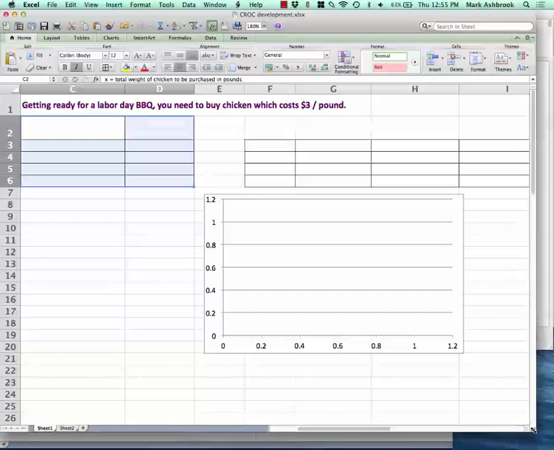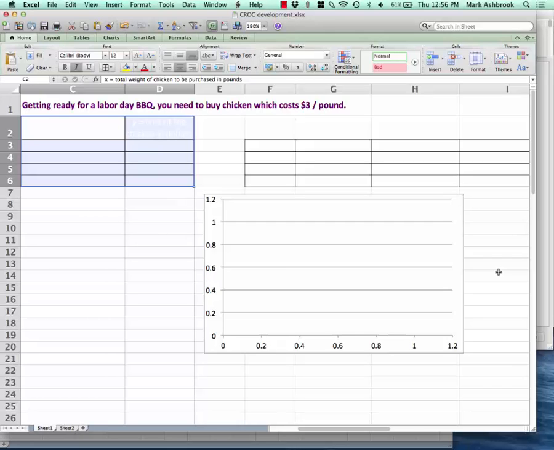Okay, so in the fall, Labor Day is coming up, but I guess it's Martin Luther King. So we're going to have a Martin Luther King Day barbecue. And we're going to buy chicken, which costs $3 a pound. So what is a potential quantity we could talk about here? We need to buy chicken, which costs $3 a pound. So what might be a relevant quantity in this situation that you could think of?